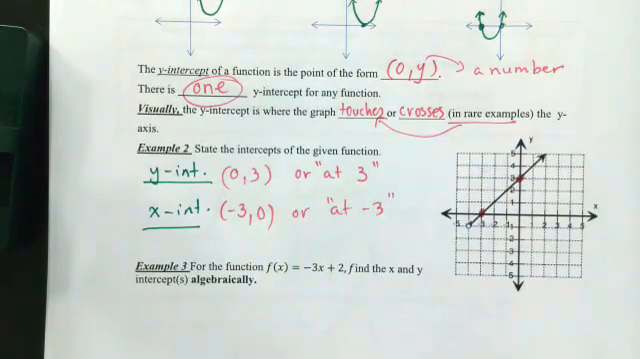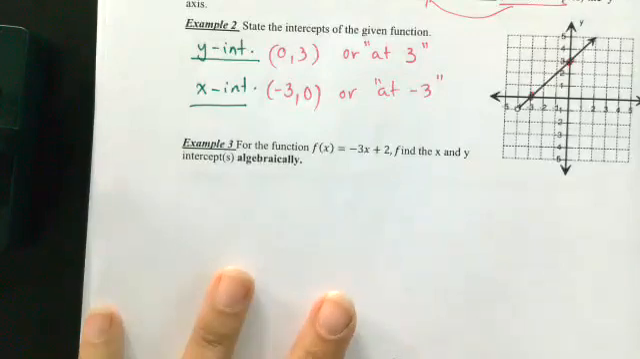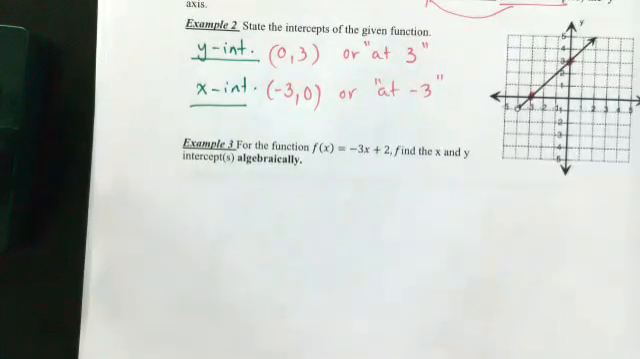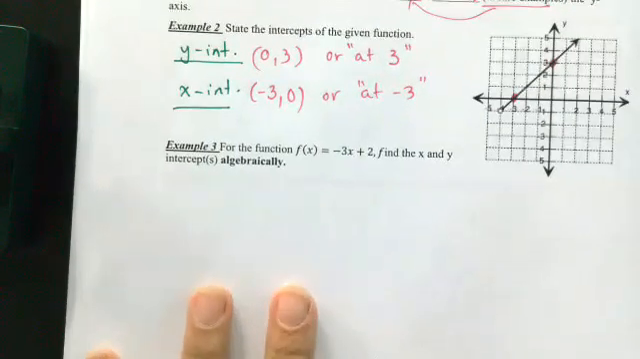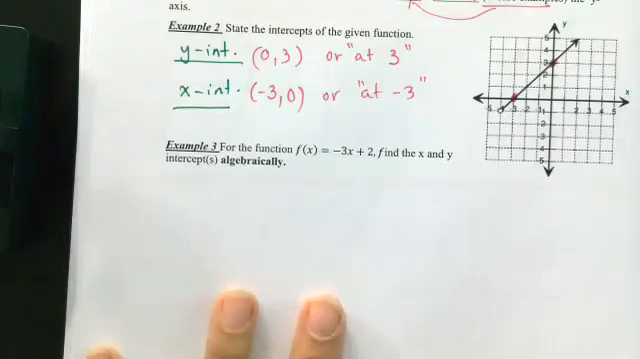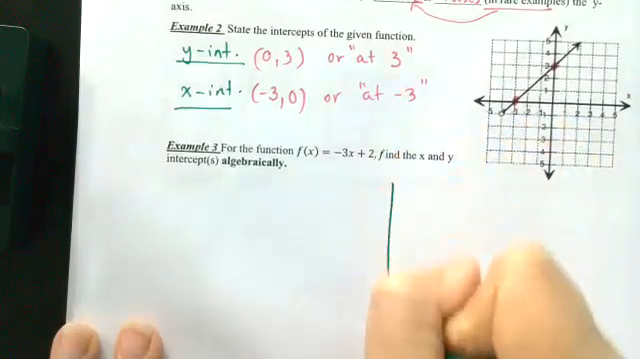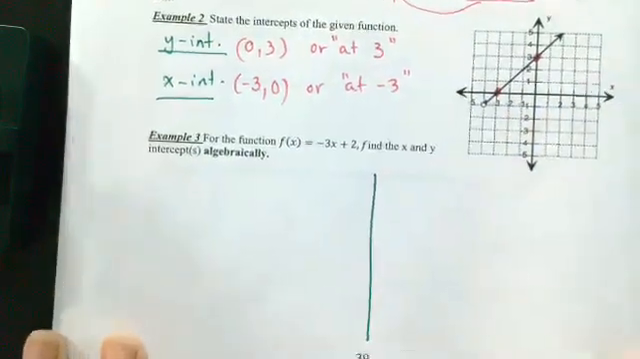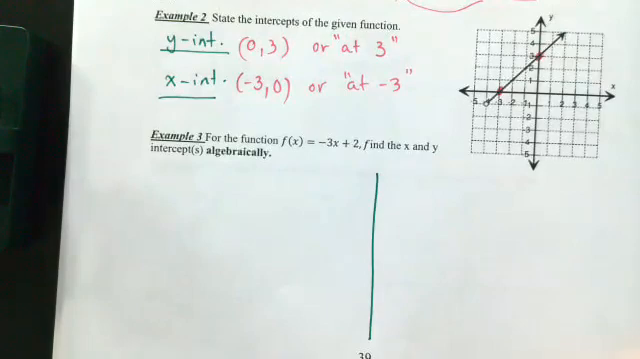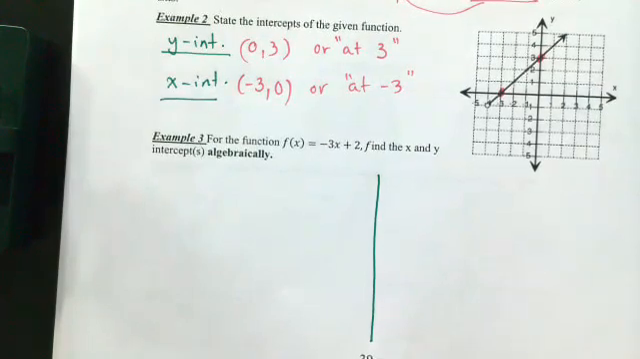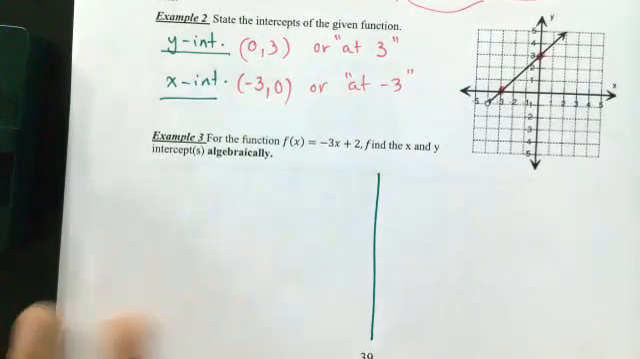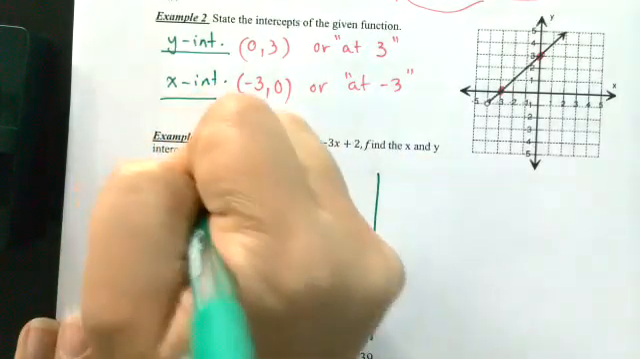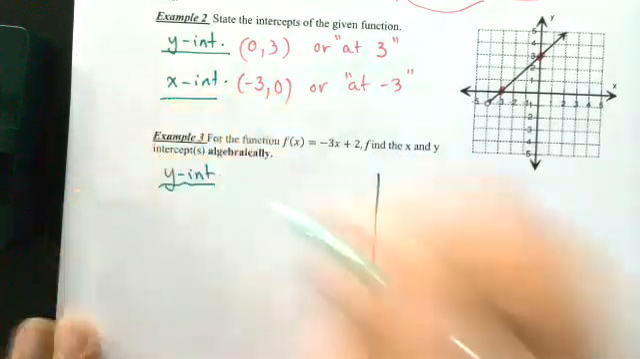Now, can you find the x and y intercept algebraically? Yes. For the function f of x equals -3x plus 2, find the x and the y intercepts algebraically. So I'm going to split this space into 2. I have one space for the y-intercept calculation and one space for the x-intercept calculation. Let's start with the y-intercept because it's the one that's easier to find.